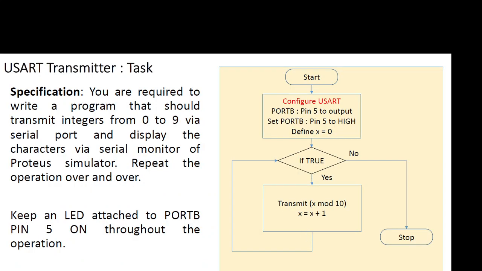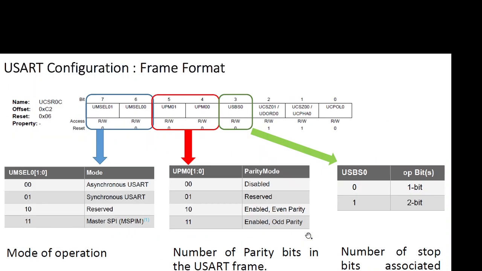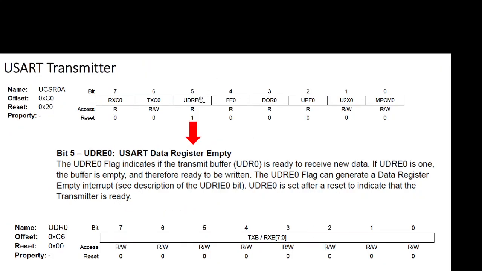So what are the operations that we are going to do? Configure the UART, then we have to wait until this bit becomes 1. When this bit becomes 1, we are going to set our data to this register and wait until this bit becomes 1 again to set the next set of data, right?